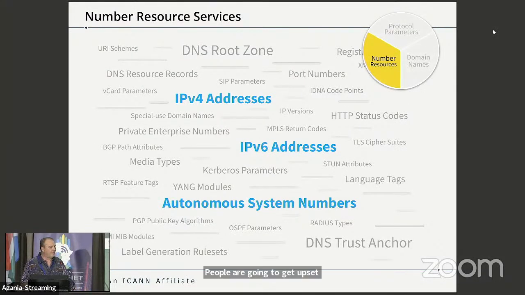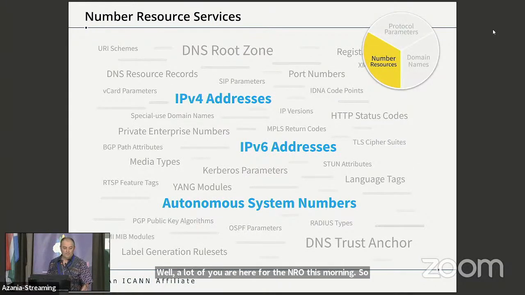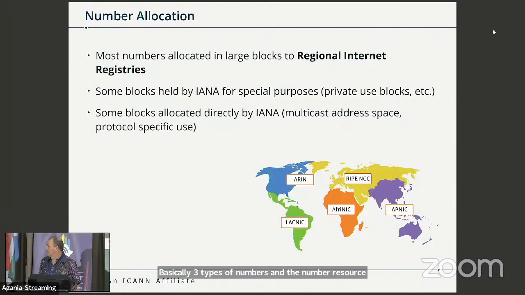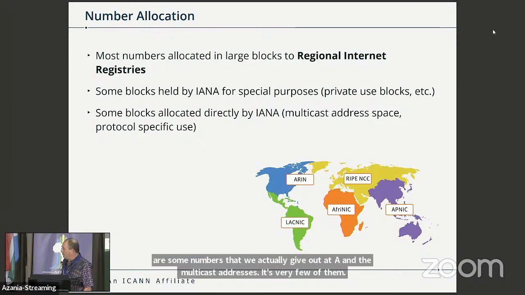Well, a lot of you are here for the NRO this morning, so number resources. So there are basically 3 types of numbers in the number resource pool. So we actually give out these numbers to the regional internet registries. If you were here this morning, you would have heard that. There's 5 of them. There are some numbers that we actually give out at IANA. They're multicast addresses. It's very few of them, but those come directly from the central pool.